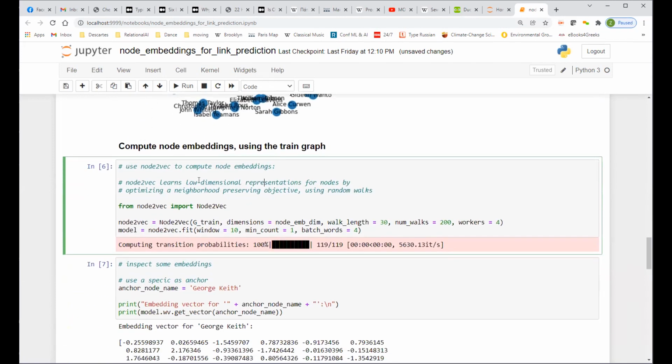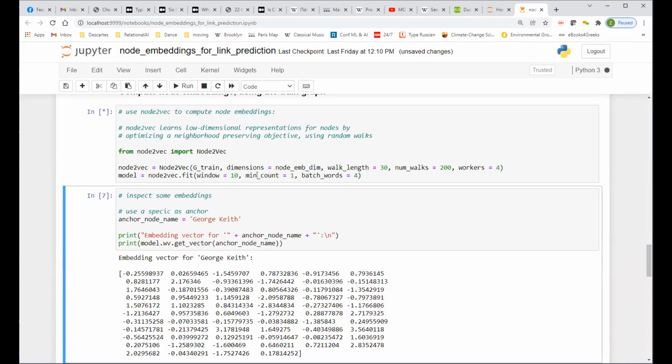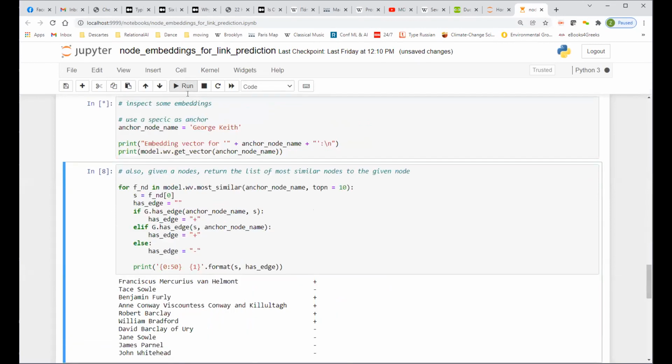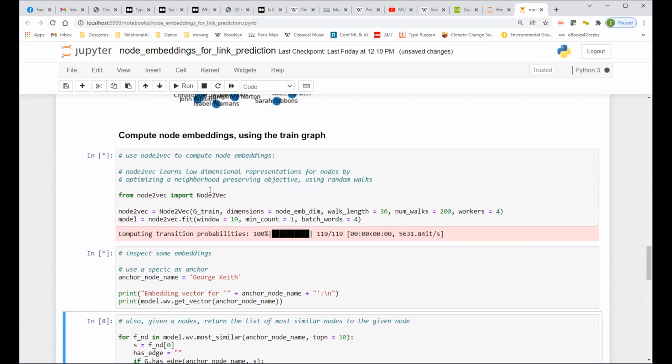So I'm going to use node to vector for this. And node to vector, as we said, creates node embeddings. So we can inspect some of these node embeddings. It takes a bit while because we are actually running the algorithm. I think it hasn't finished training yet, so wait a little bit. But it doesn't take that long, it will finish in a couple of minutes.